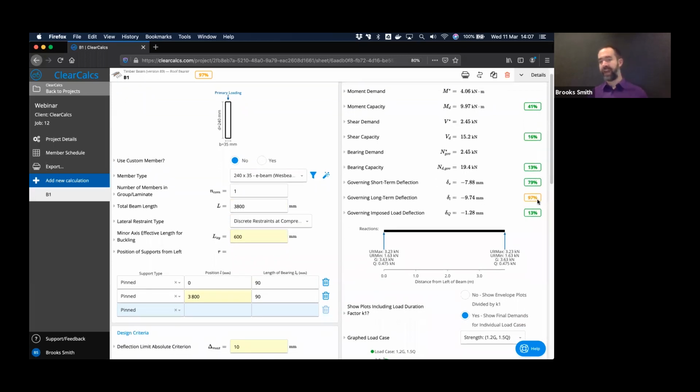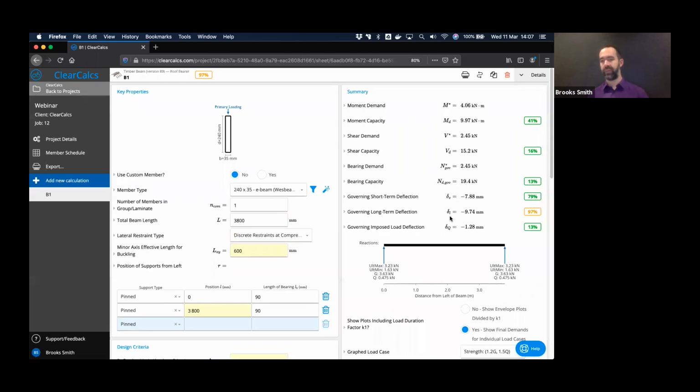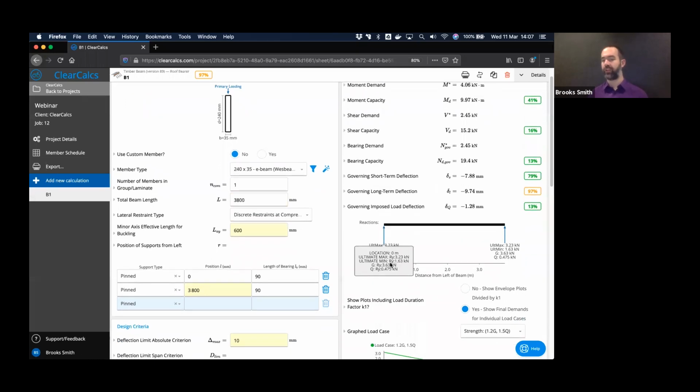And we can see that has 97% utilization. You can't get a whole lot better than that. Our governing limit state is long-term deflection, where we're almost at 10 millimeters long-term deflection.